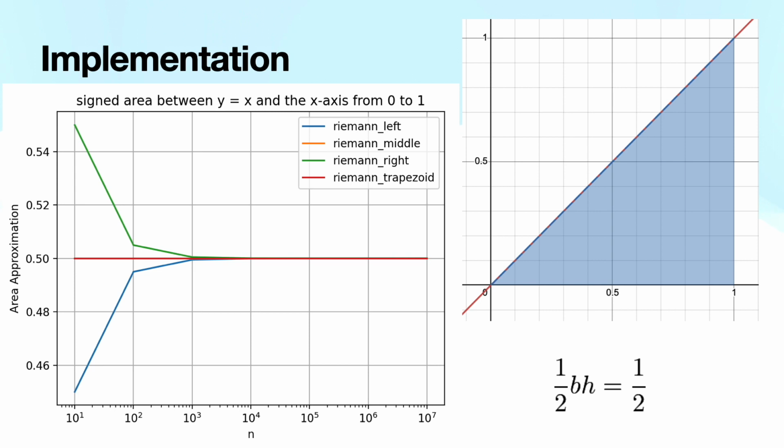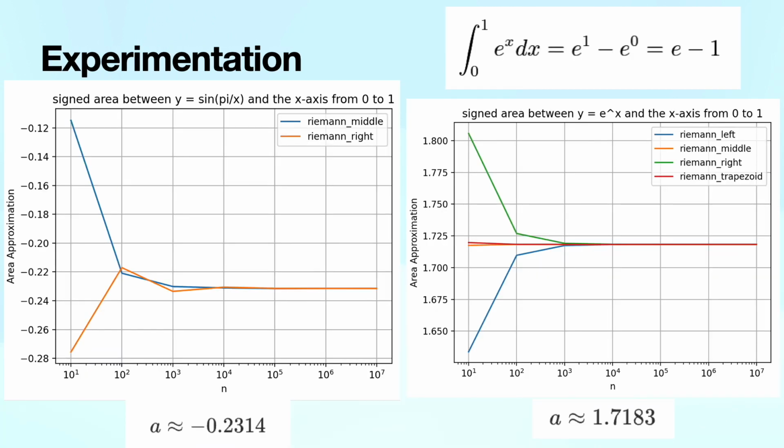To test if it is correct or not, we can run it on a function that we know how to calculate the area of. From 0 to 1, the area between y equals x and the x-axis is just a triangle with base and height equal to 1. Thus, the area is 0.5, which agrees with our Riemann sum approximation. Running the simulation on more complex functions yields interesting results.